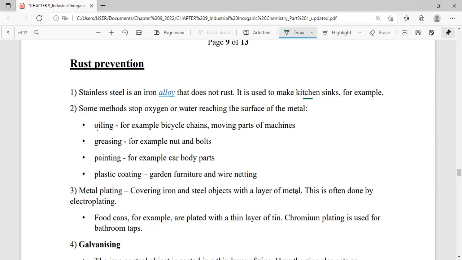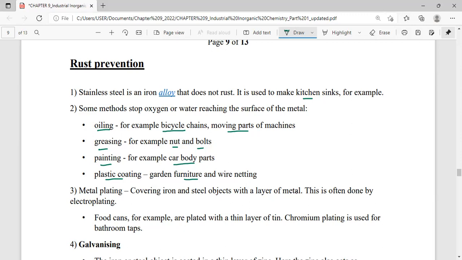Now first is oiling. Oiling is done for bicycle chains and moving parts of machines. Greasing, this is for nuts and bolts. Painting for car body parts, and plastic coating for garden furniture and wire netting. For example, moving parts of machines can't be painted.